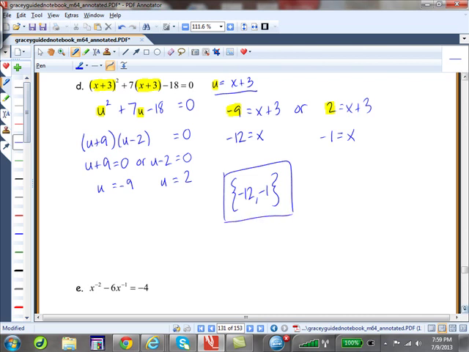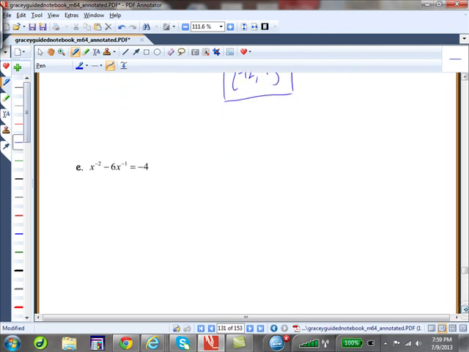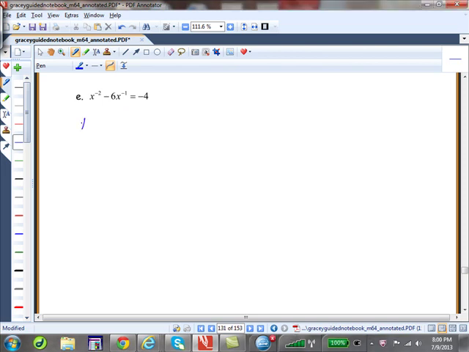Okay. And this will be the last problem of the lecture here. We have x to the negative 2 minus 6 times x to the negative 1 equals negative 4. So let's go ahead and first add 4 to both sides.